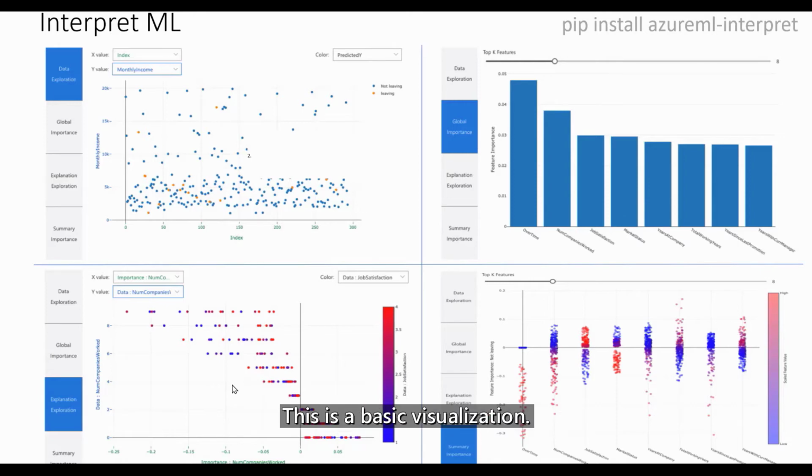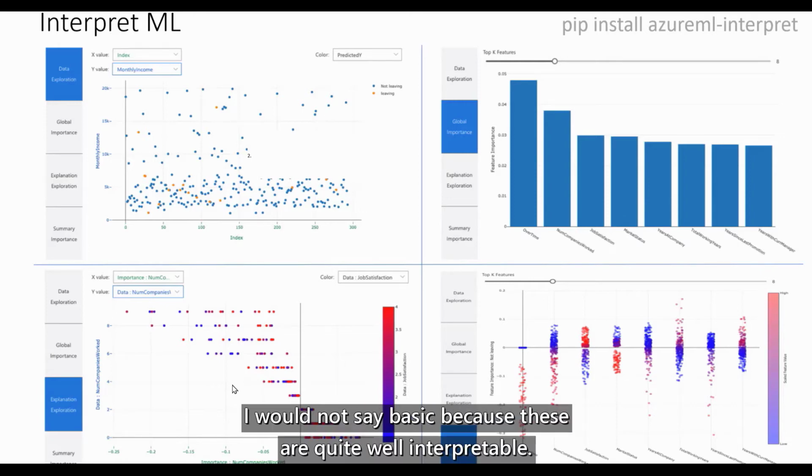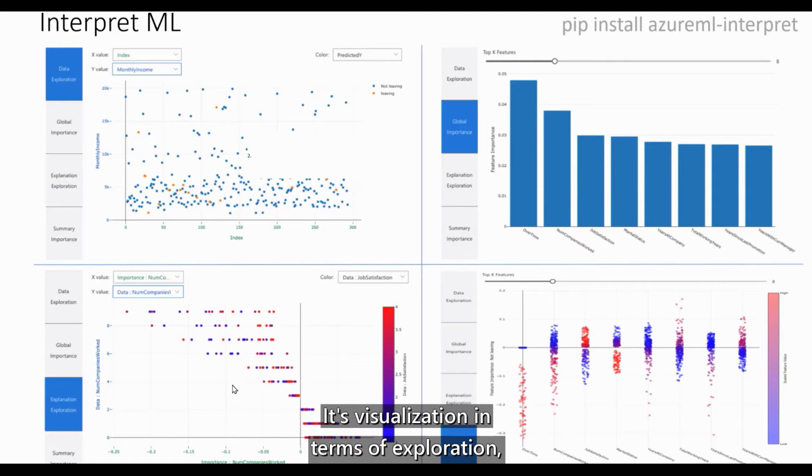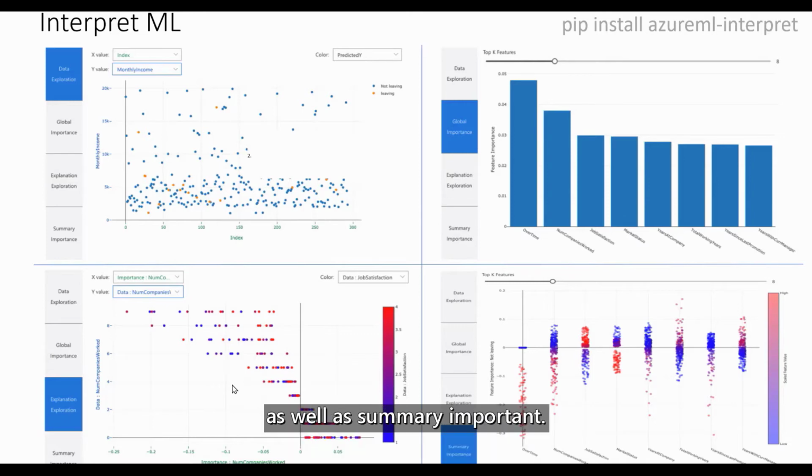So this is a basic visualization. I would not say basic, because these are quite well interpretable visualizations in terms of exploration and global importance, right? Exploring the explanation as well as summary importance, that's something which is very evident.